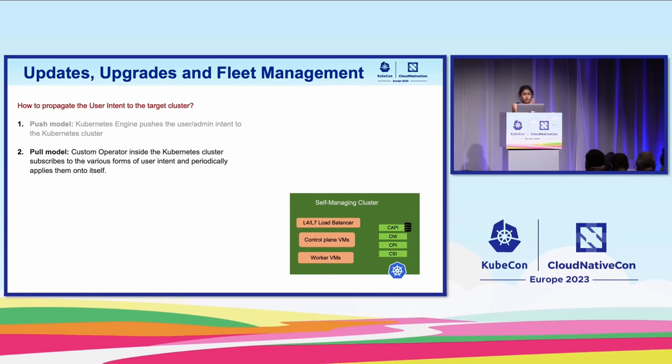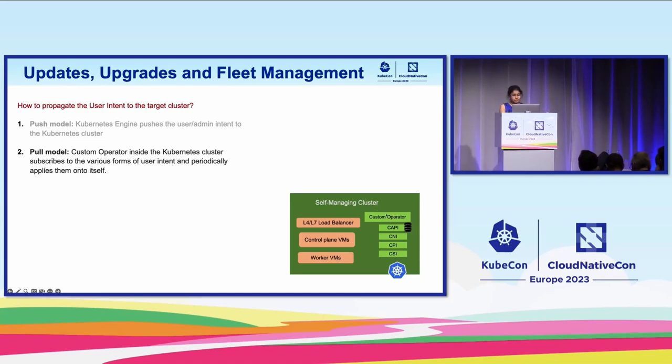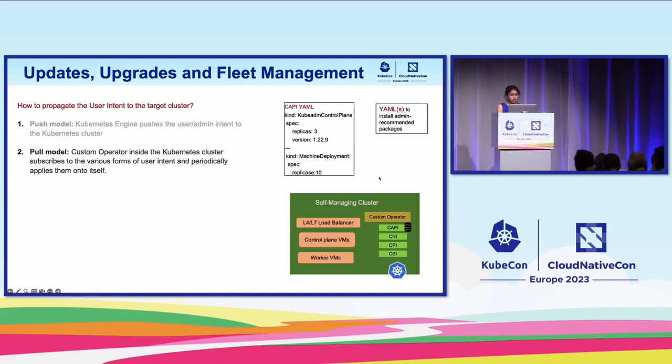Now let's see the other option that we have, the pull model. The idea here is that we write a simple operator that subscribes to various forms of user intent and periodically pulls and applies them onto itself.